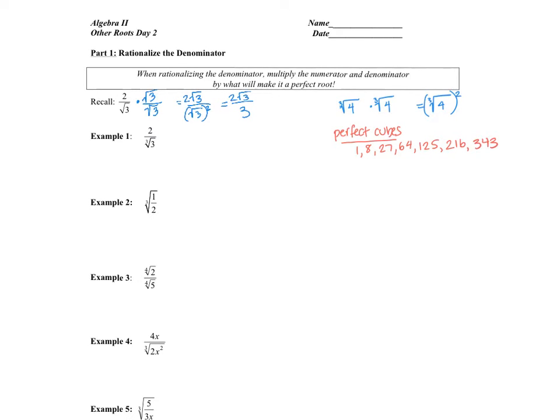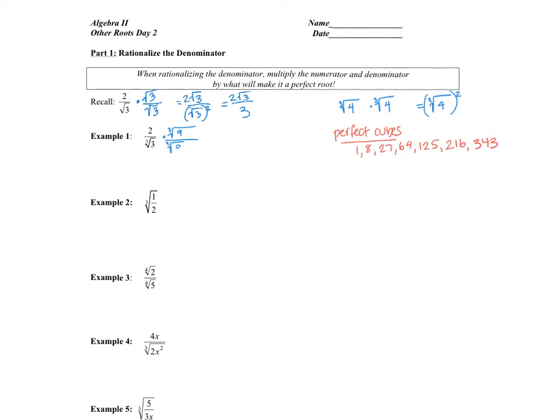Okay. So in the denominator we have the cube root of 3. 3 is not a perfect cube. So we need to think of a number that is a perfect cube that's divisible by 3. So if we look at our list here, 27 is a perfect cube and it's divisible by 3. So we want to think to ourselves, 3 times what is going to give us 27? So 3 times 9 is 27. So we're going to multiply the numerator and the denominator by the cube root of 9.